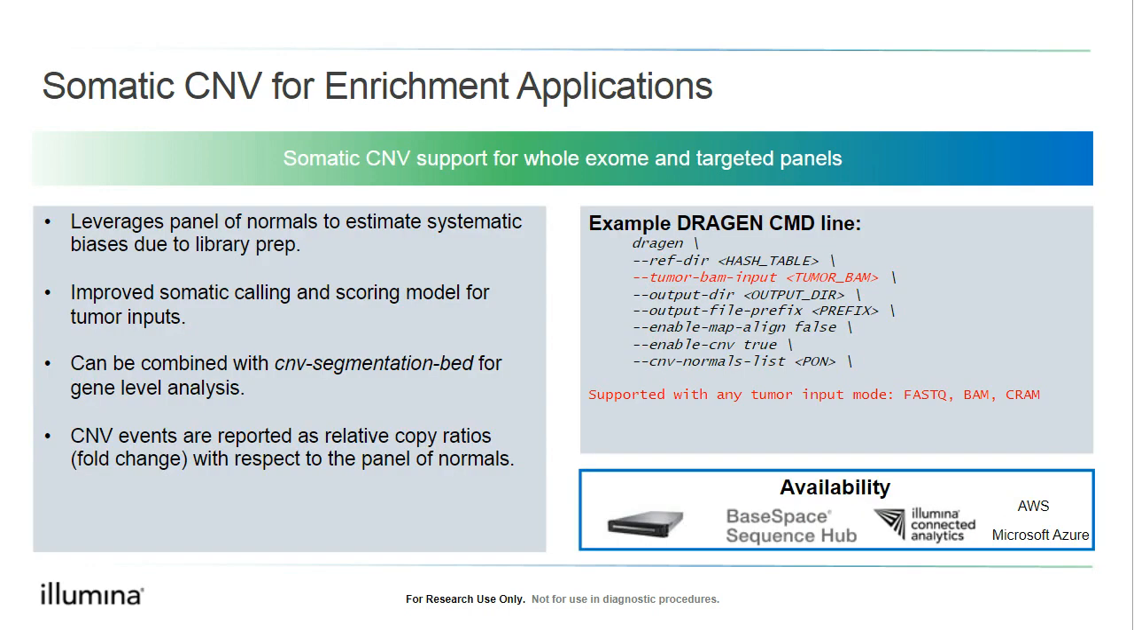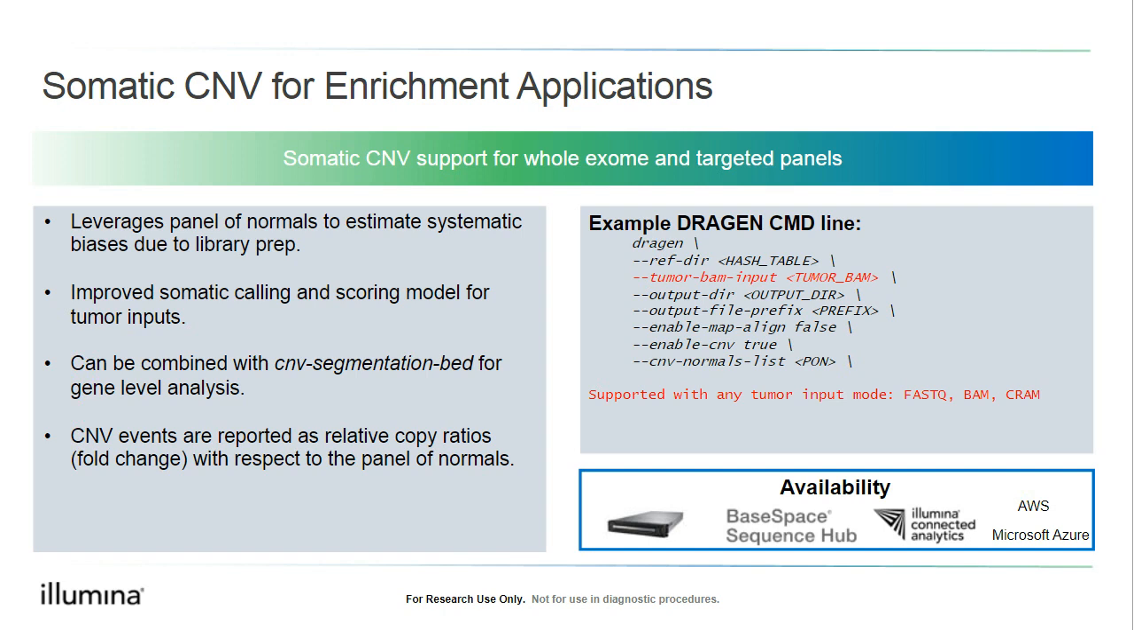We have also updated the somatic CNV calling for enrichment applications. Again, this applies to essentially whole exomes and targeted panels. What we have done is leverage the panel of normals to estimate systematic biases in the library prep. With that, we have also improved the somatic calling and the scoring model for tumor inputs.